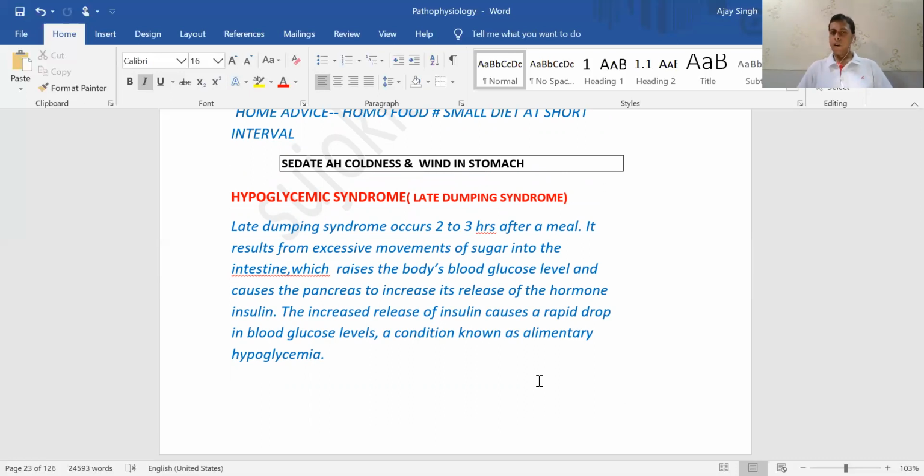But this is confirmed through some testing. They will put the camera, and through that they can check whether after 2 hours of the meal the food is still in the stomach or going to the intestine. But generally the best way is to check the sugar level after a full meal. If the sugar level is still low, that means the patient is suffering from late dumping syndrome. Generally, this is a complication of surgery, post surgery. Okay, so if you find this kind of patient, you can do this kind of treatment, and you'll get wonderful results.